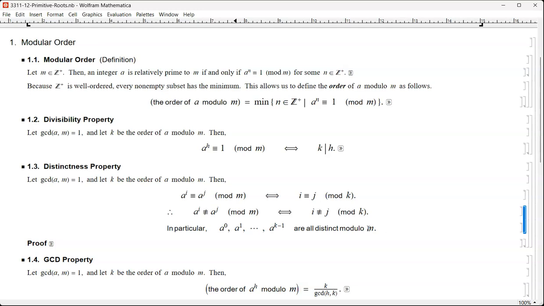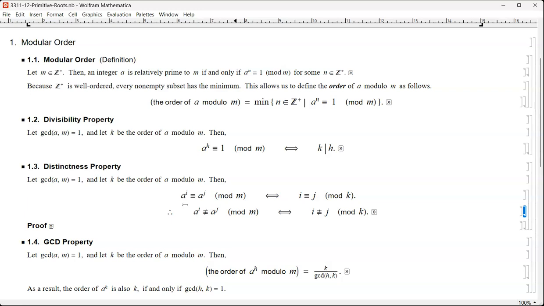And as a result, we have this important special case. In particular, a to the 0 power, first power, second power, up to k minus 1 power are all distinct modulo m. And that's because, look at the exponents: 0, 1, 2, 3, up to k minus 1. They're all distinct modulo k because of the division algorithm.